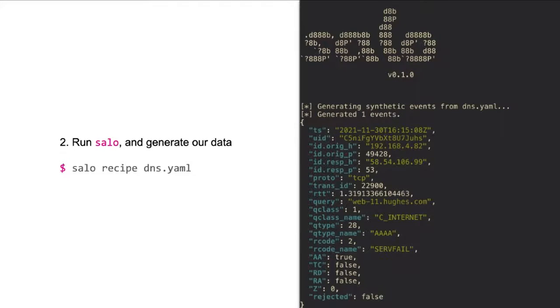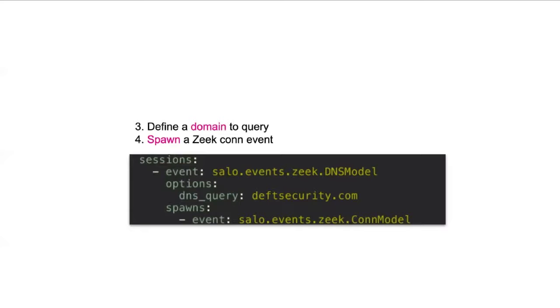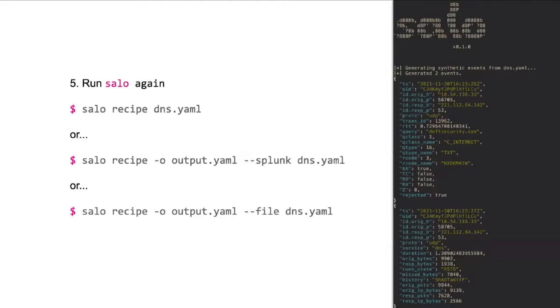Let's say that we want to customize this a little bit now to make it more relevant for what we're doing. Now all we have to do is add an option for a DNS query. And in this case, we're going to generate a log that is for defsecurity.com. And then we're going to generate another log event, which is the Zeek con log. So if we go ahead and run that, you'll now see that we've generated 2 log events.